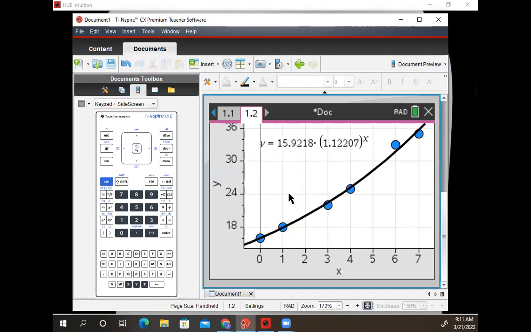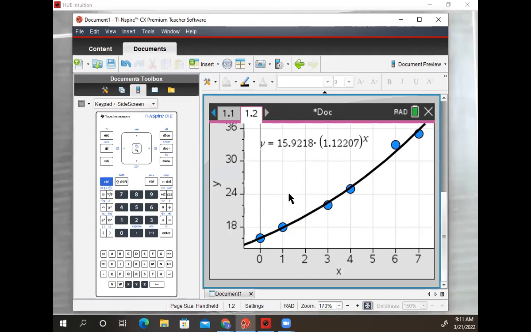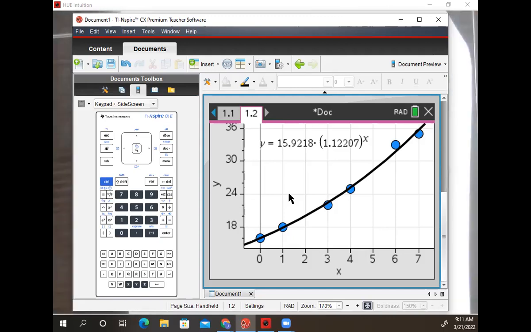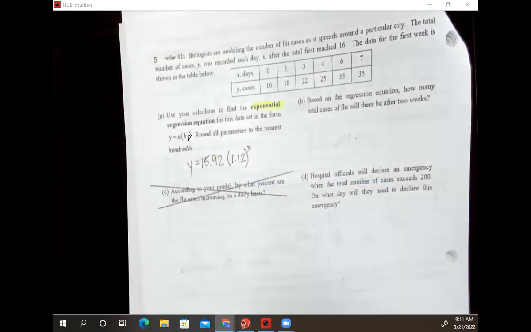Okay. Go ahead and round to 2 decimal places for me. So we would get for our exponential function y equals 15.92 times 1.12 to the x power. There's our exponential function. I'll put my calculator down for just a second so you can see where I put that in my notes here.